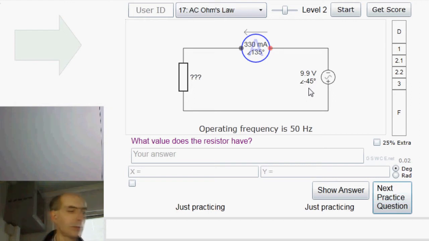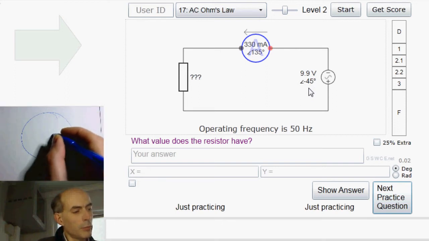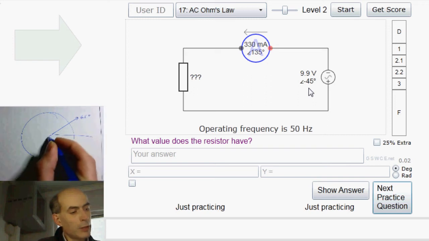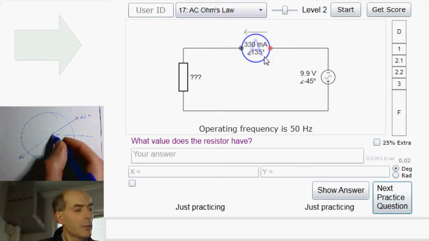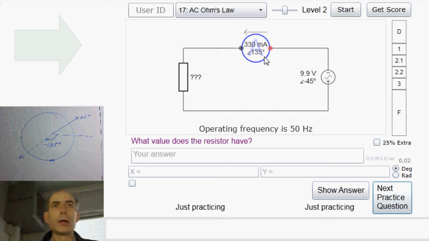If we draw kind of a phase diagram here, 45 degrees would be up here, and the exact opposite to 45 degrees, caused by the fact that the ammeter is measuring the current in the other direction, so in effect minus 330 milliamps, is down here. The opposite phase is minus 135 degrees, which is why those two things are different. Anyway, it's a resistor, so we don't really have to worry about that stuff.